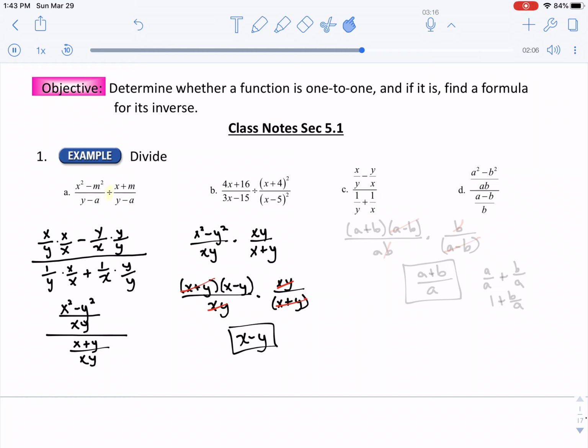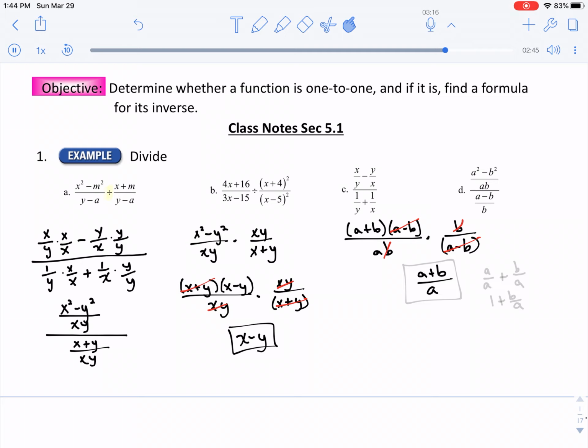Okay, for part D, we're going to start out by factoring the a squared minus b squared. That factors into a plus b times a minus b over ab. And then I'm going to change division to multiplication, flip the denominator, and that becomes b over a minus b. I'll put the a minus b in parentheses because now I can start reducing. The b reduces with this b, and this a minus b reduces with this a minus b. And that gives us our answer, which is a plus b over a.